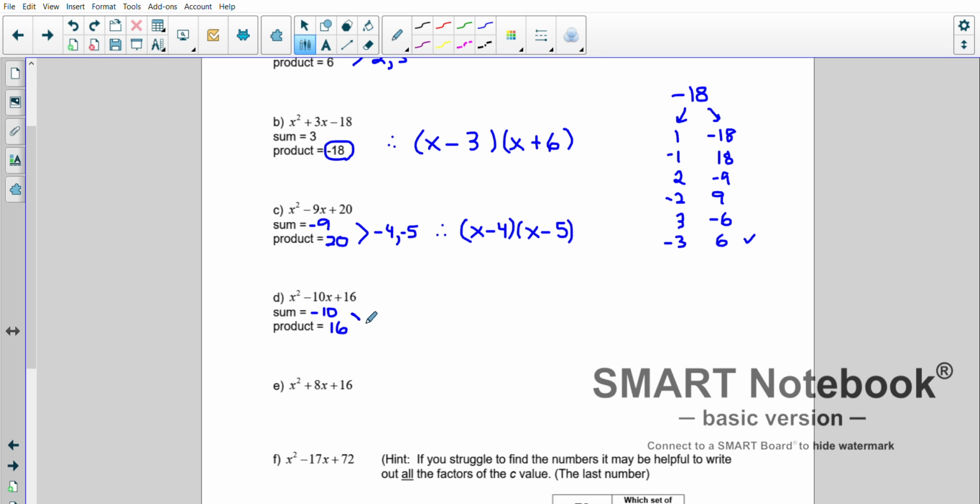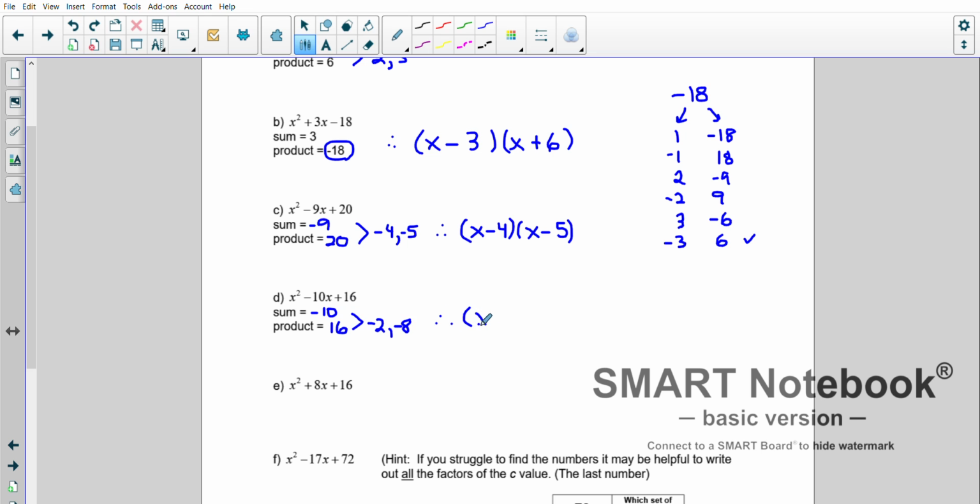So this is a similar situation to the last time where I'm going to be looking for two negative numbers, because that's the only way I'm going to get a negative sum and a positive product. But again, you could always use this method where you put out 16 and just go through all the possibilities. After thinking it through, I know that these two numbers meet the description. Negative 2 times negative 8 is positive 16. Negative 2 plus negative 8 is negative 10.